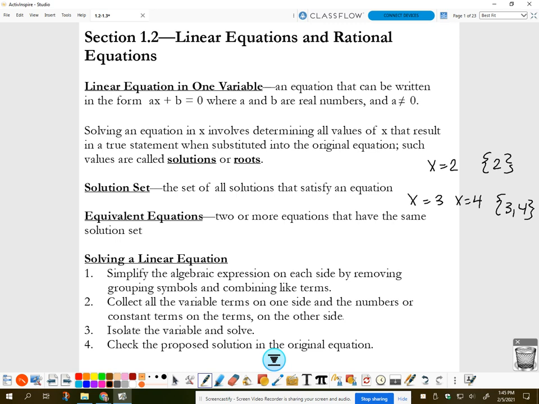All right, and then equivalent equations are 2 or more equations that have the same solution set. So just equations that are equal. All right, so out of all of this, what you really should make sure that you have written down is this, in case you get lost in the process of solving and you need to look at some steps. So pause and write that down.